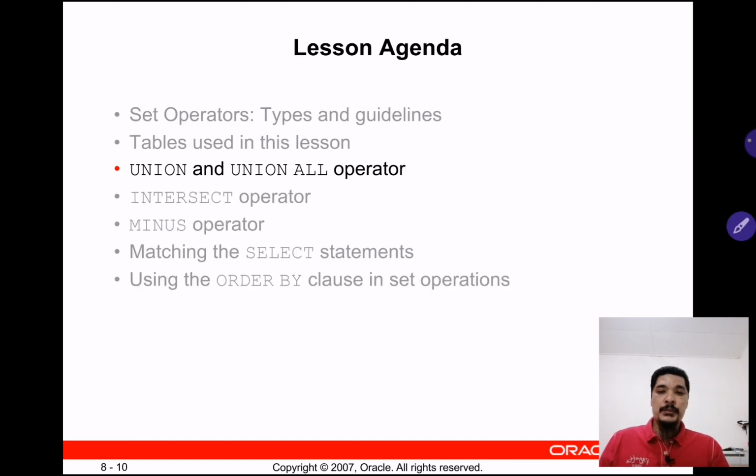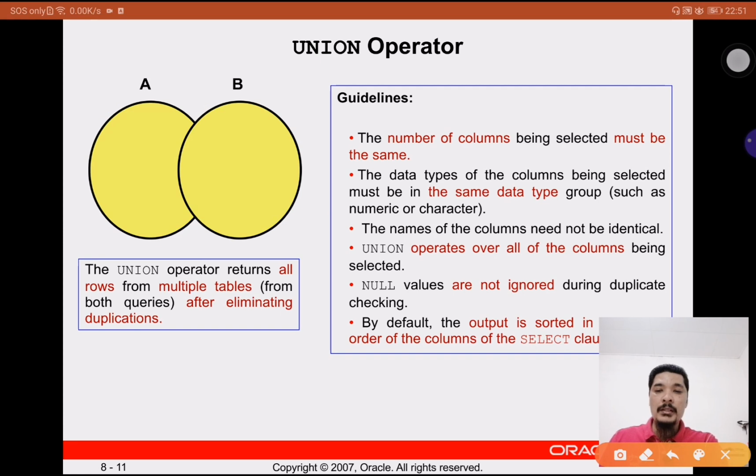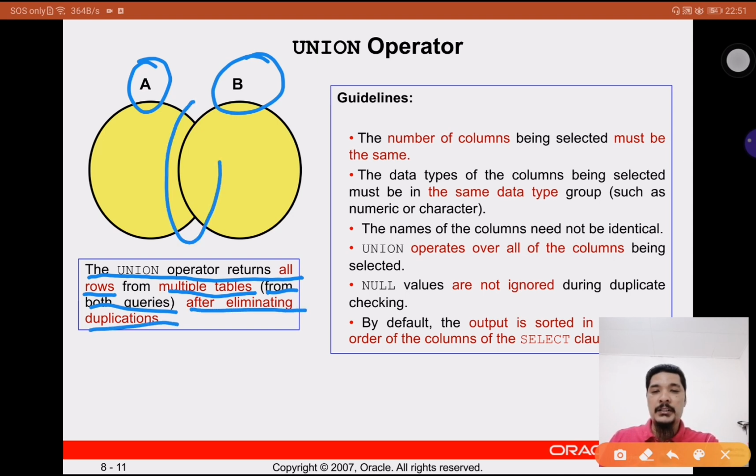The next one, the Union and UnionAll operator. Like the explanation before this, the union operator returns all rows from multiple tables, from both queries, meaning query A and also query B, after eliminating duplication. It will eliminate duplication here. So this is what we call the union operator.